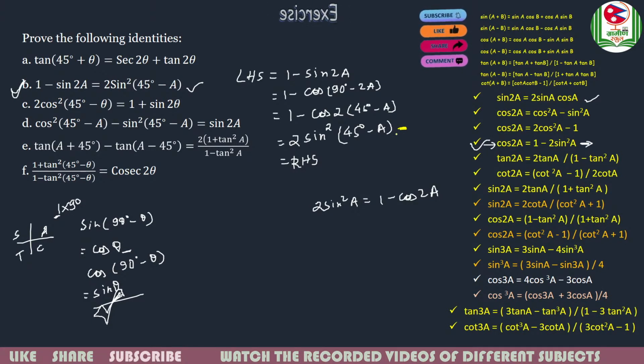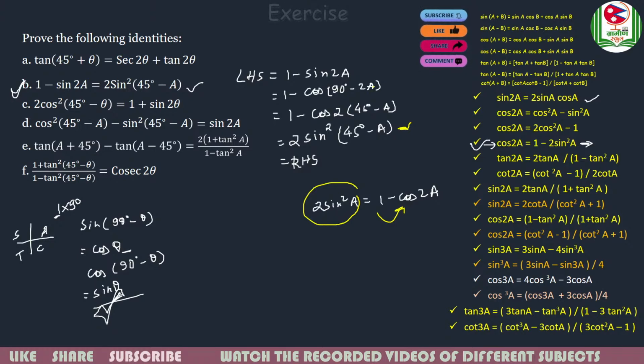Here 2 sin square of (45 degree minus a). If we use this RHS, then using RHS, if you have to prove LHS, what will we do? First of all, there is given 2 sin square (45 degree minus a), and using this relation we can write 1 minus cos 2a. So we will write 1 minus cos 2 into (45 degree minus a), and then what we will do? We will multiply this 45 minus a with 2.